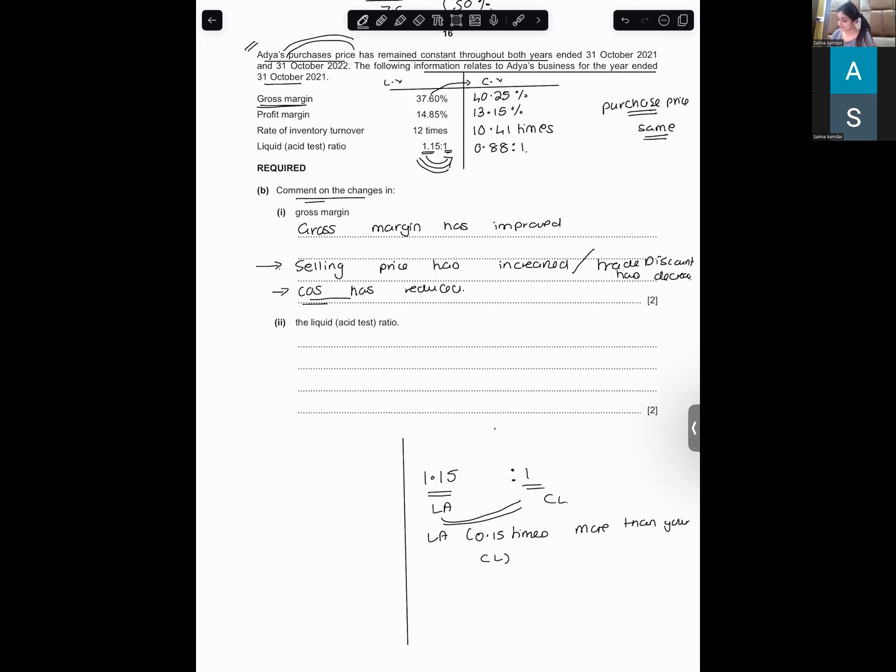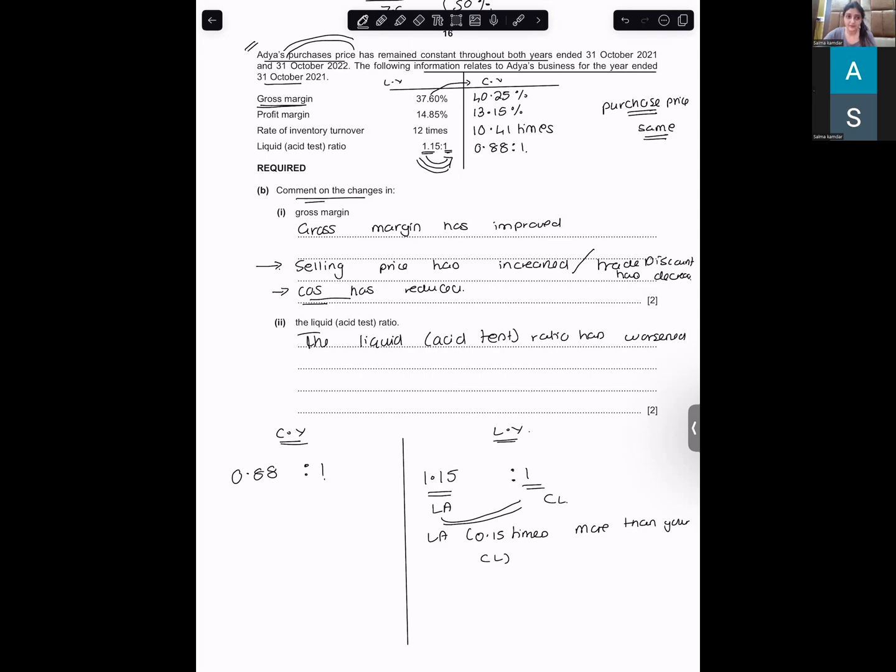That was last year. But let's talk about the current year. It is 0.88 to 1. So the first point we write is the liquid acid test ratio has decreased, has worsened. It has become worse. What will you write? The liquid acid test ratio has worsened. What else will you write?